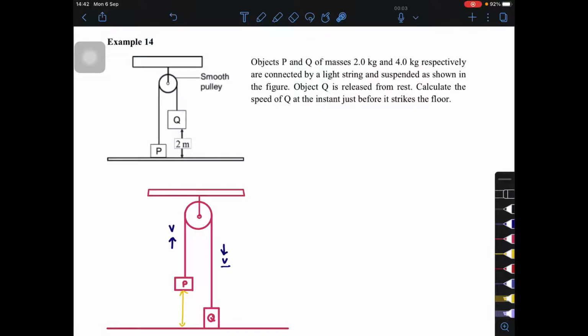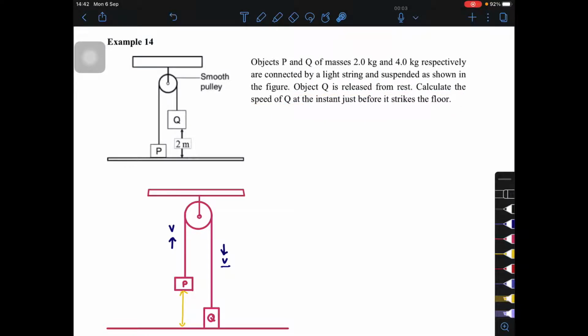Okay, next one, example 14. Objects P and Q of masses 2 kg and 4 kg respectively are connected by a light string and suspended as shown in the figure. Object Q is released from rest. Calculate the speed of Q at the instant just before it strikes the floor.